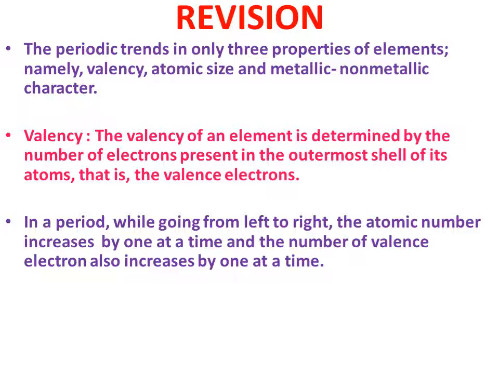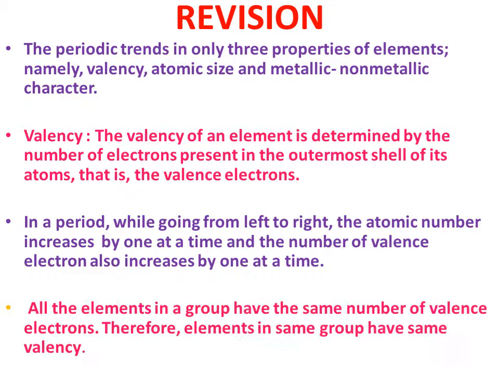In a period, while going from left to right, the atomic number increases by 1 at a time, and the number of valence electrons also increases by 1 at a time. All the elements in a group have the same number of valence electrons. Therefore, elements in the same group have the same valency.